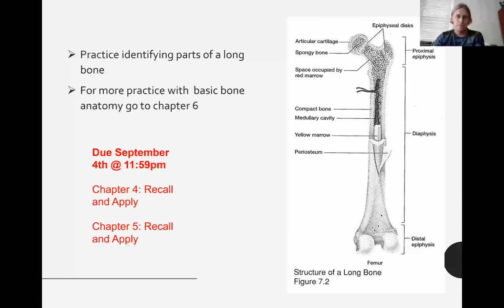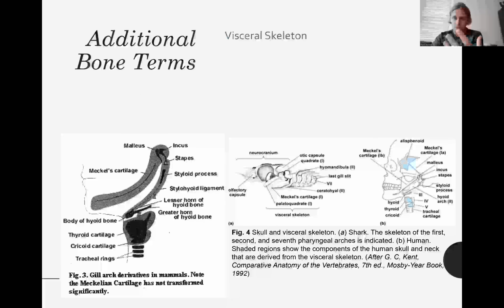All right, so that was the main part. There's still a couple more terms you should know for the quiz, just mostly because you see these terms over and over again. Okay, so the first one is a visceral skeleton. So your visceral skeleton is the bones or the parts of your skeletal system that are developed from your gills. All right, so you have gills, or you had gills when you were a fetus.